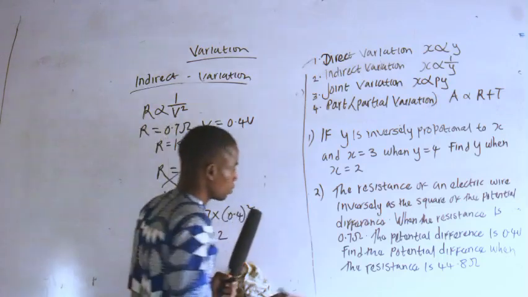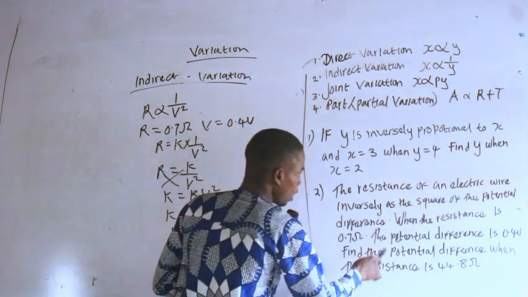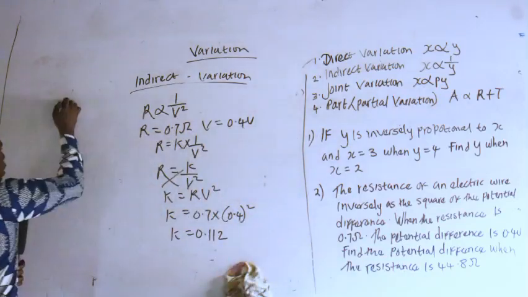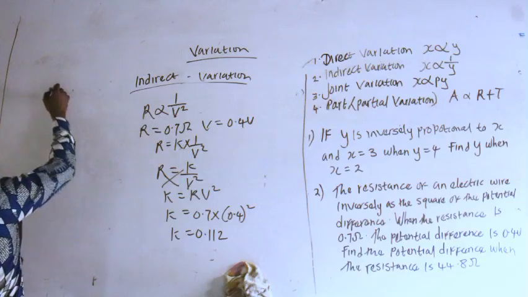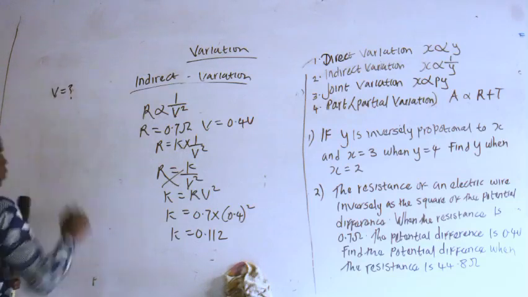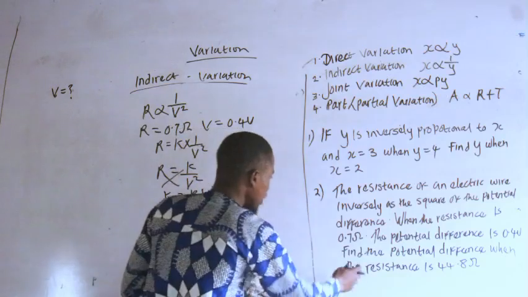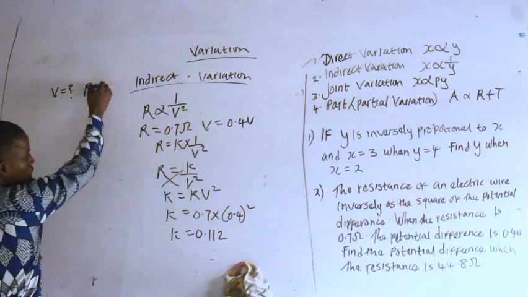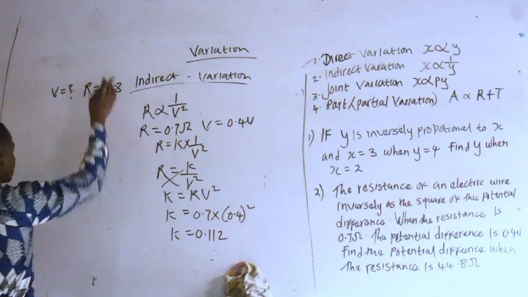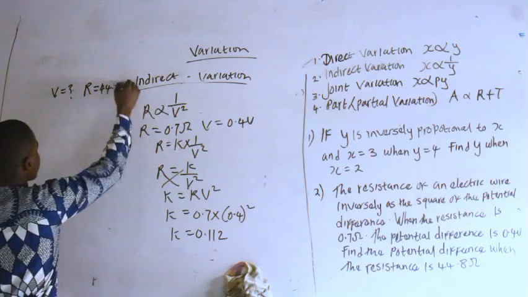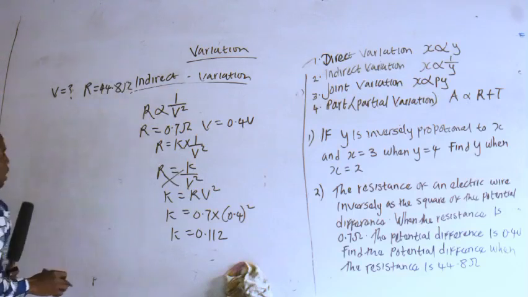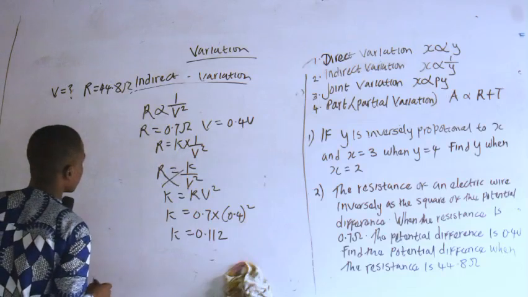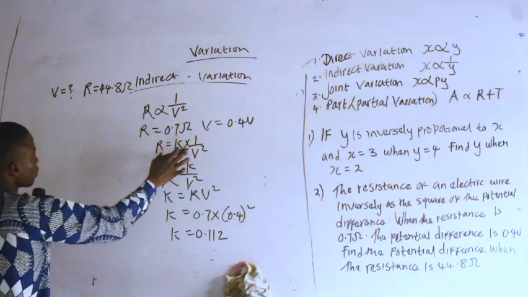Now they said, now we have done that, find the potential difference. Potential difference is V. We don't know it. It says you find the potential difference when the resistance R equal to 44.8 ohms. Now we have already got our K. We are finding the potential difference.